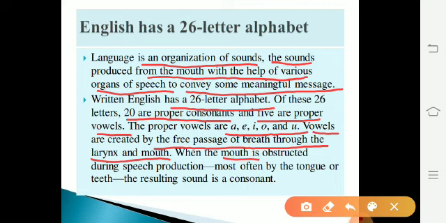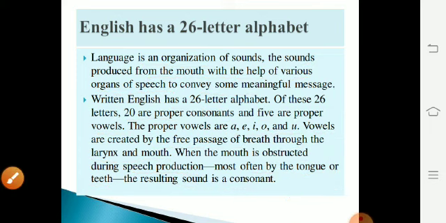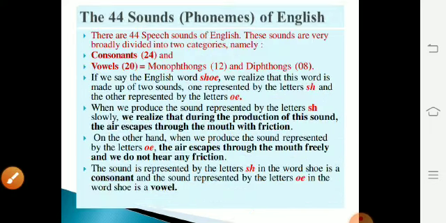When the mouth is obstructed during speech production, most often by the tongue or teeth, the resulting sound is a consonant sound. This is the simple and basic definition of vowel and consonant sounds.